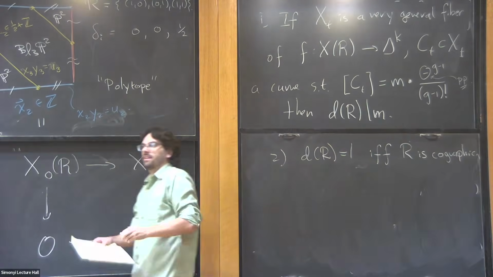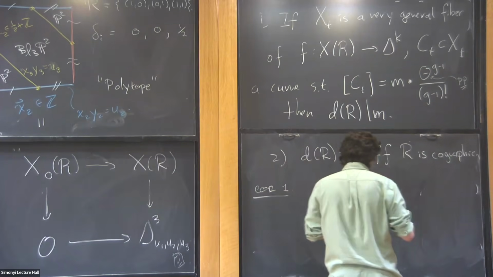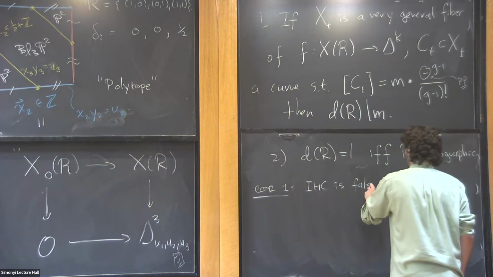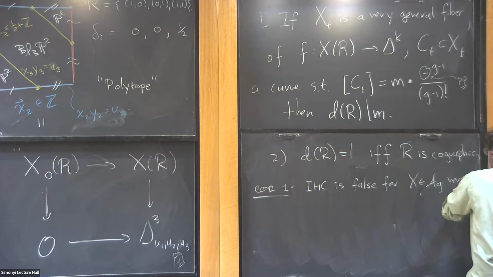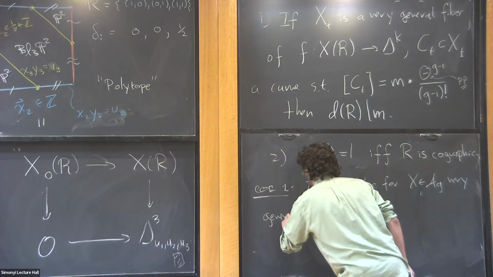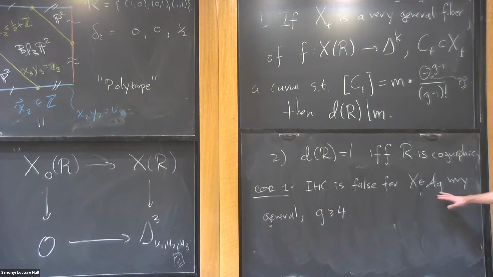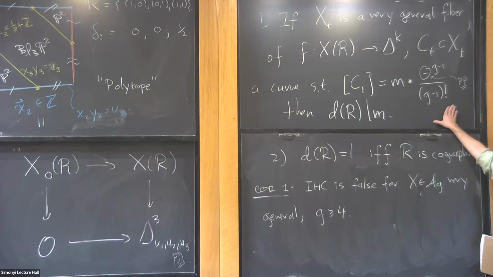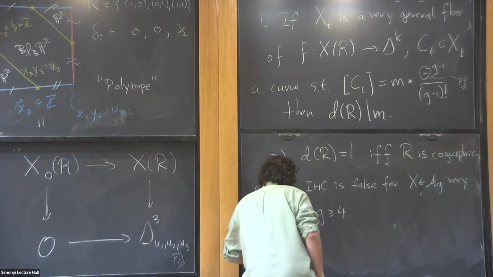Okay, so let's deduce some nice corollaries out of this. So corollary 1 is that the integral Hodge conjecture is false for X a very general abelian variety, so long as g is at least 4. This is the best you can do because principally polarized abelian varieties of dimension 1, 2, and 3 are all Jacobians. So of course, the minimal class is represented by an algebraic cycle, which is the Abel-Jacobi image. Okay, so, proof.